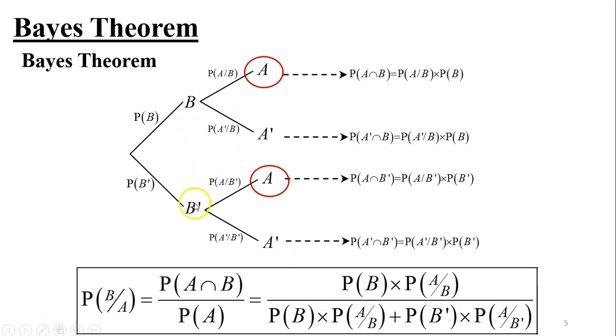Because B and B prime form a partition of the universe, B and B prime are both not empty. They do not intersect, and their union forms the universe. So B and B prime being a partition of the universe, then the probability of A is the probability of A inter B plus the probability of A inter B prime, which you can see here at the denominator in terms of the conditional probabilities.